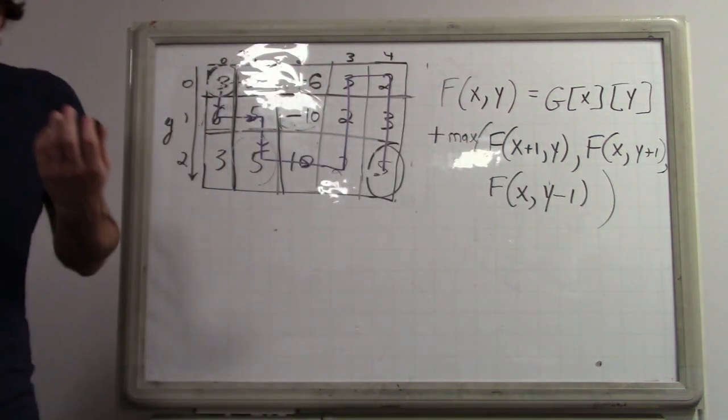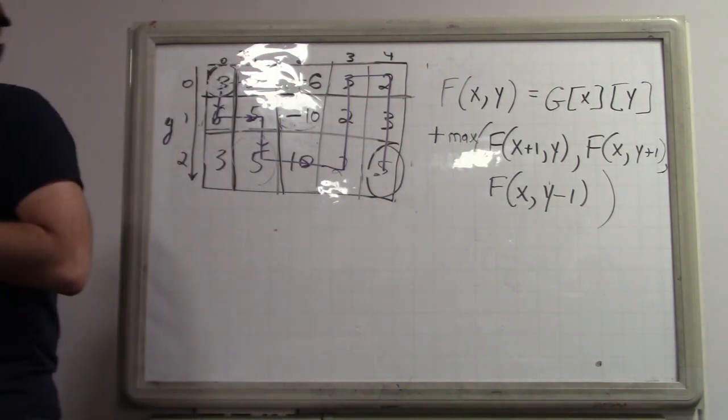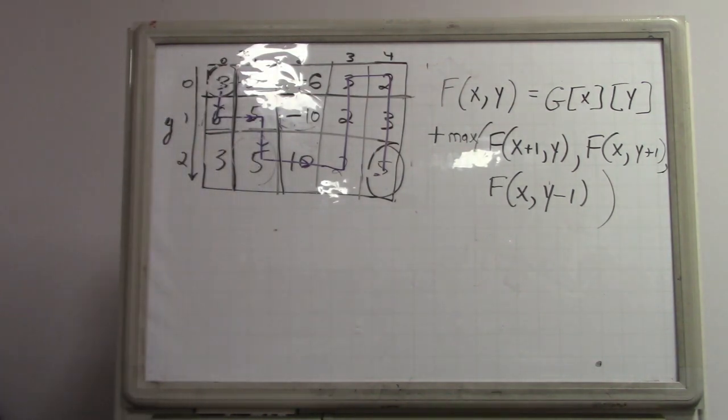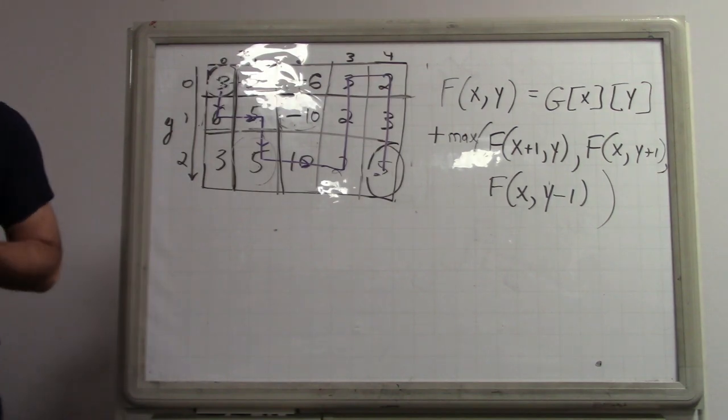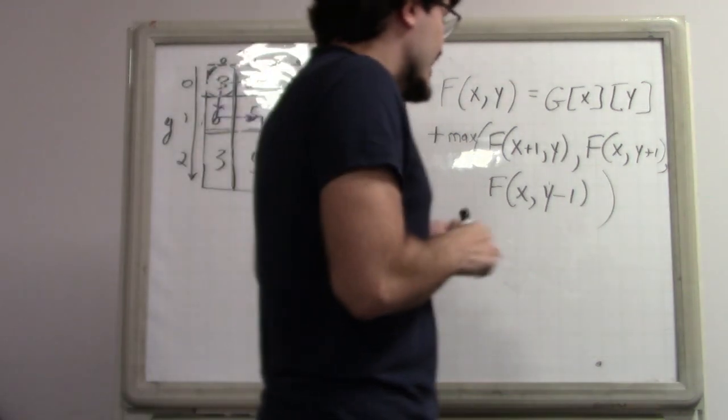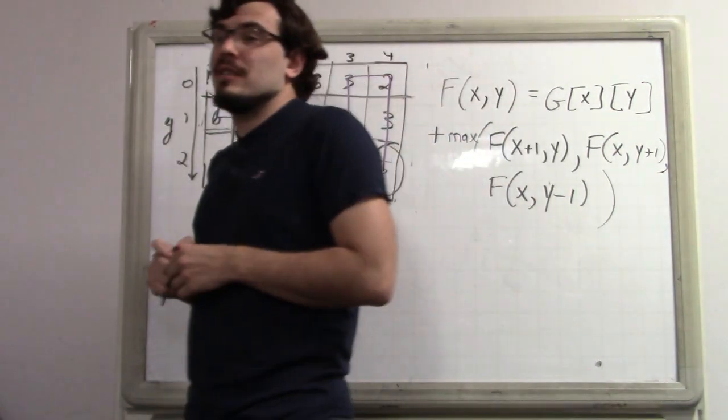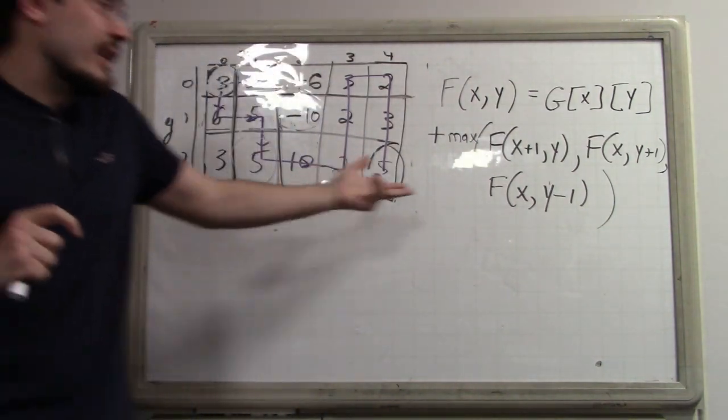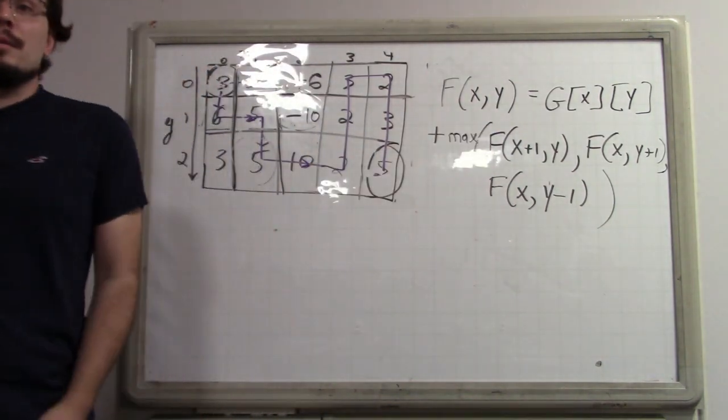Why not just add a third term? What's bad about this? Constraints are not satisfied. Yeah, okay, so for one, there's nothing even satisfying the constraint that you can't double back. This actually allows double back. Second of all, this formula is circular.